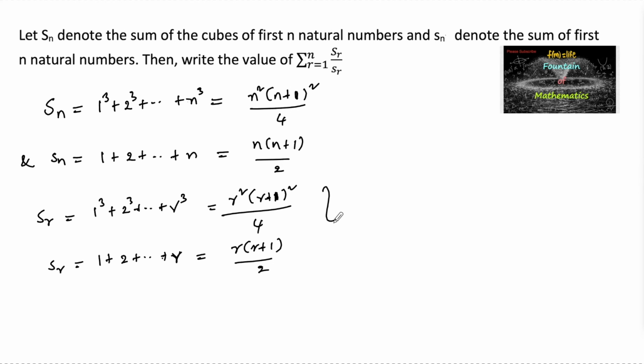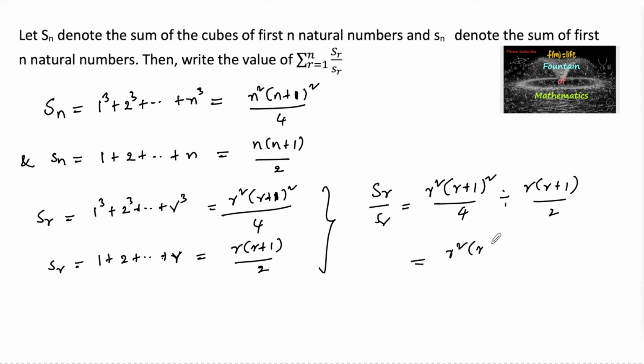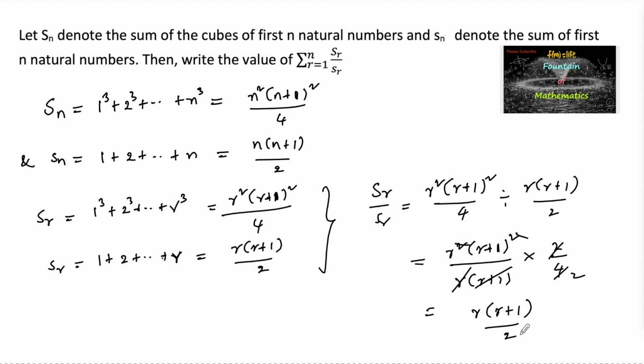So from this we can divide: Sr upon small sr is equal to r square into r plus 1 whole square upon 4 divided by r into r plus 1 by 2, or we can write r square into r plus 1 whole square upon r into r plus 1, into 2 upon 4. So we can cancel r and r plus 1, and 2 times, so it is nothing but r into r plus 1 upon 2.